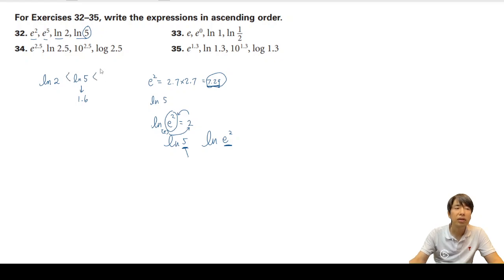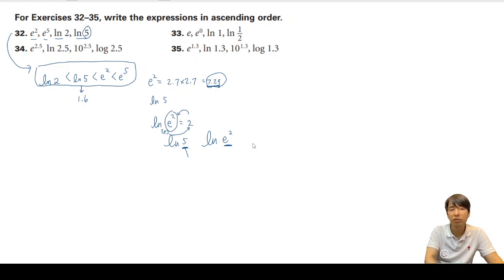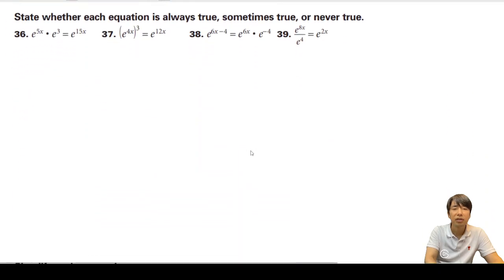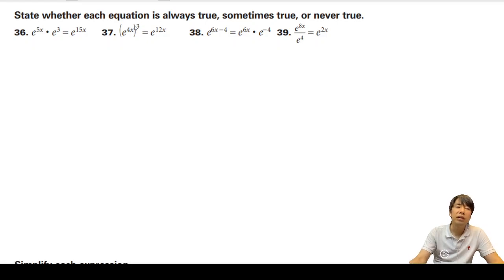The next number is obviously e squared. The next number is e to the fifth. So this would be the answer for 32. Okay, do the rest by yourself. All right, next block. State whether each equation is always true, sometimes true, or never true.